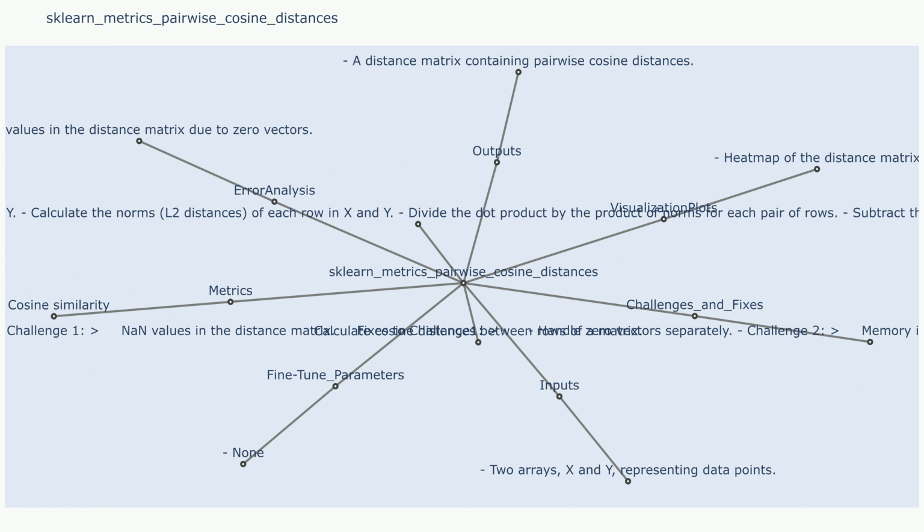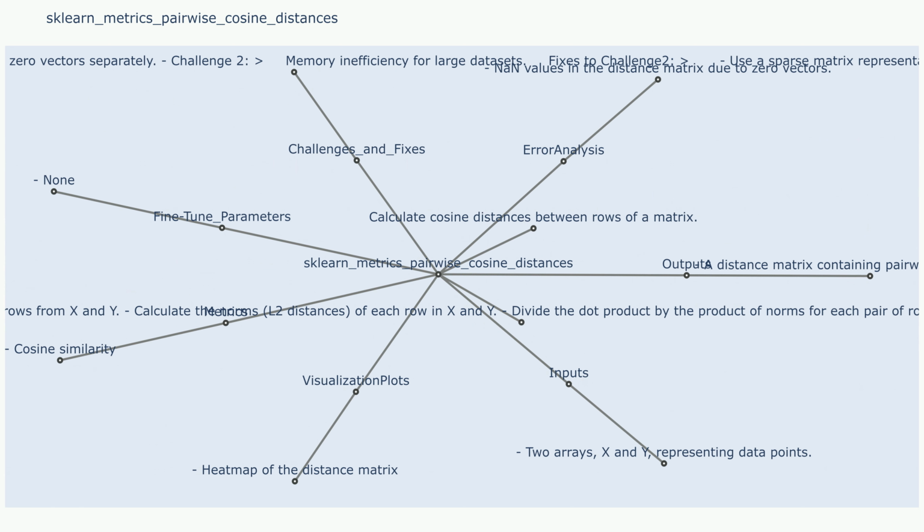Steps: For each pair of vectors x, y in X and Y, the cosine distance is calculated as 1 - (x · y) / (||x|| ||y||). Metrics: Cosine distance. The cosine distance between two vectors is a measure of the angle between them.